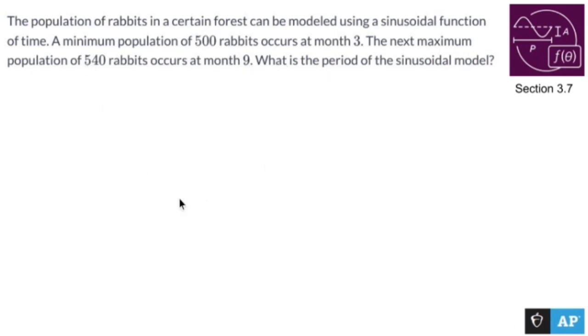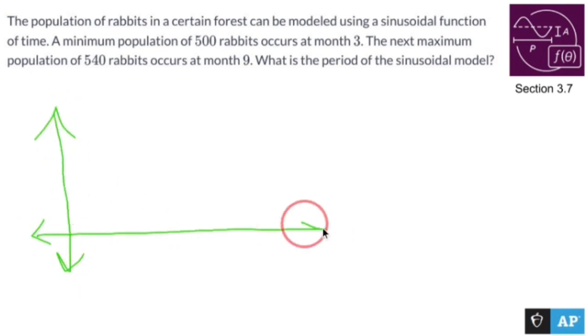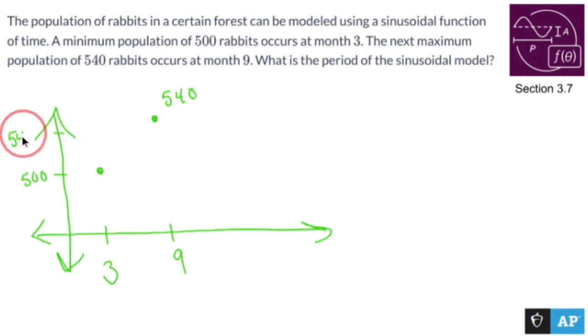Okay, so it starts out by saying, at 3, you have 500 rabbits. Okay, 500 rabbits. And then it says the next maximum, which is key, happens at 9. And that maximum is going to be 540 rabbits. So 540 right there.